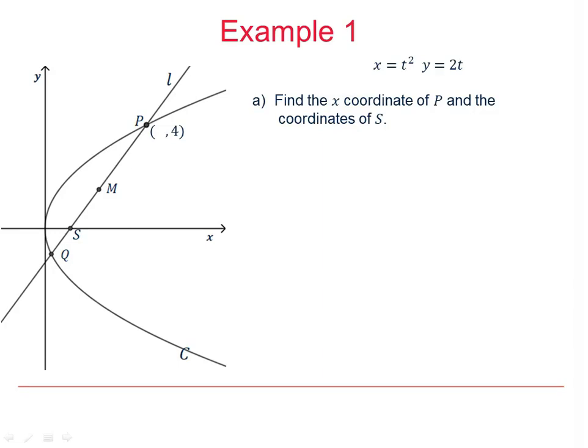Well, in part A of the question, we're asked to find the x-coordinate of P. We know that the y-coordinate is 4, and we can use the fact that y is equal to 2t to show us that 4 being equal to 2t means that t is equal to 2. Therefore, x being equal to t squared means that x is equal to 4. So P is at (4, 4).